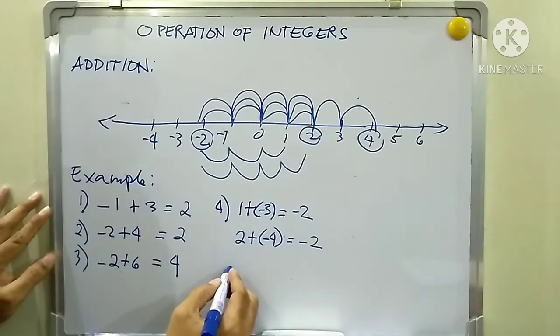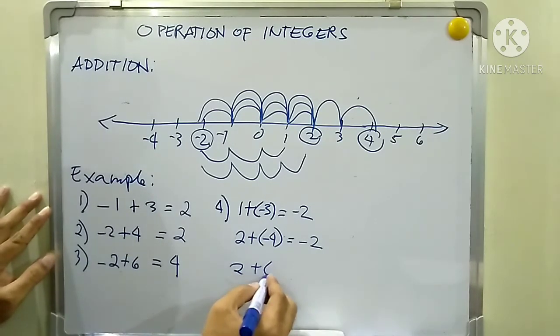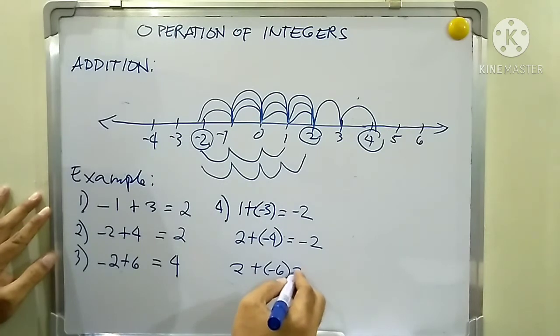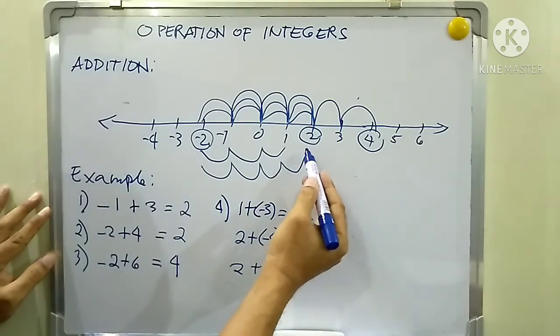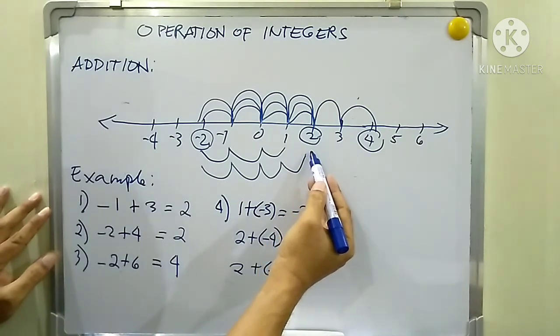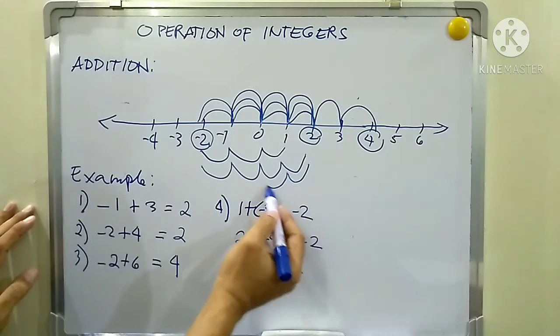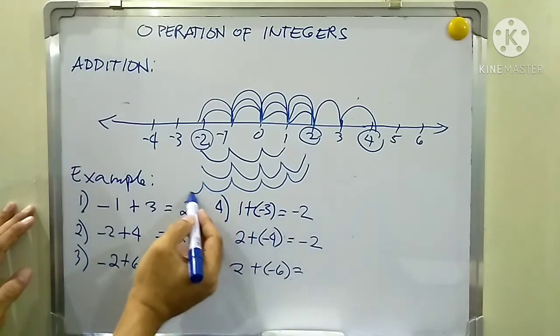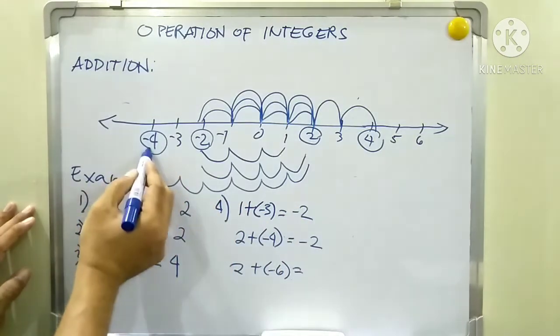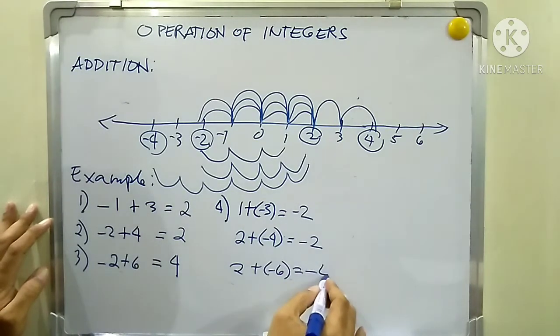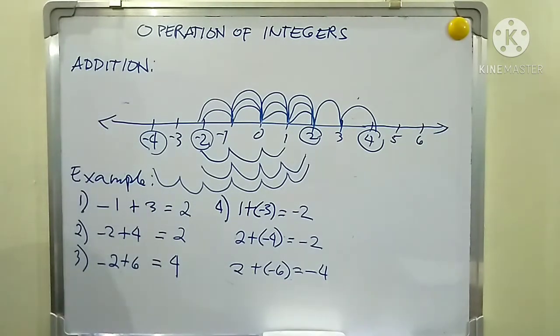Another, we have +2 plus -6, and the answer, let's start from here. +2, we count 6 units to the left. 1, 2, 3, 4, 5, 6. We stop at -4, so the answer is -4.